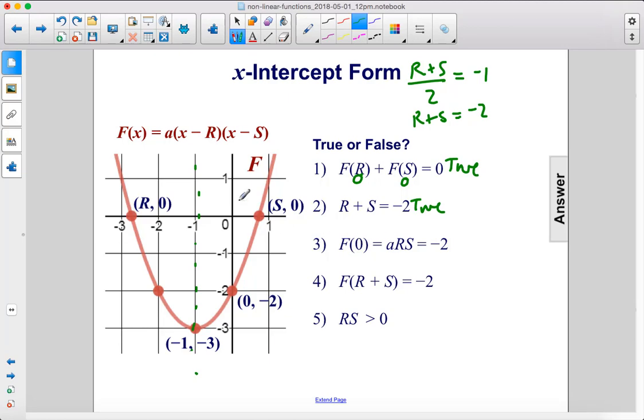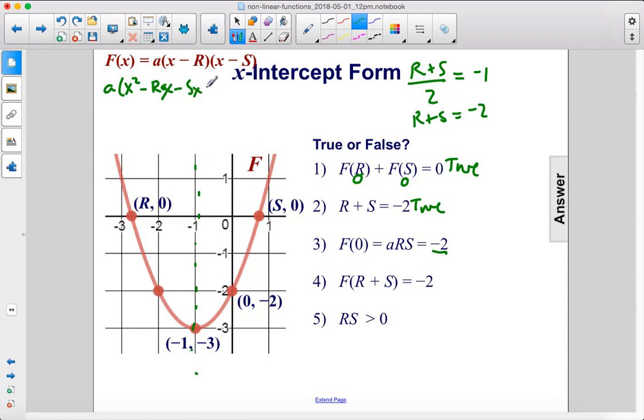All right, here we have the y-intercept. When x equals 0, the y-intercept is at negative 2, which is true, which is also a times rs. Now, a way to see why this is true is to multiply this out. If I were to multiply this out into standard form, we would get a times x squared minus rx minus sx plus r times s, which gives us ax squared minus arx minus asx plus ars.